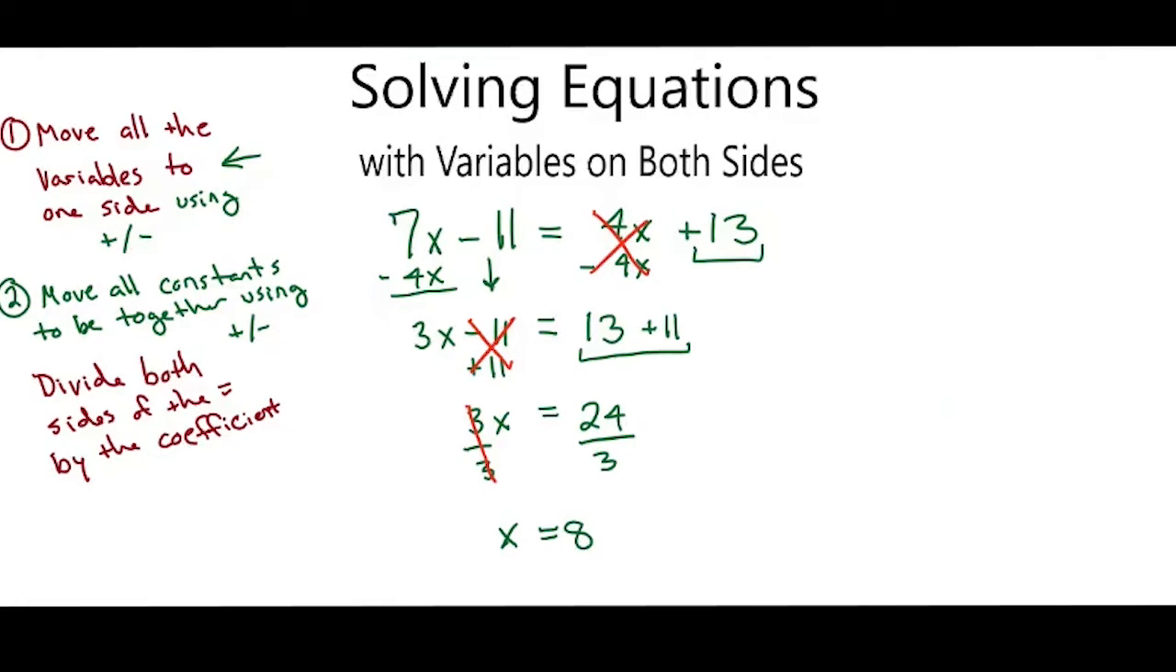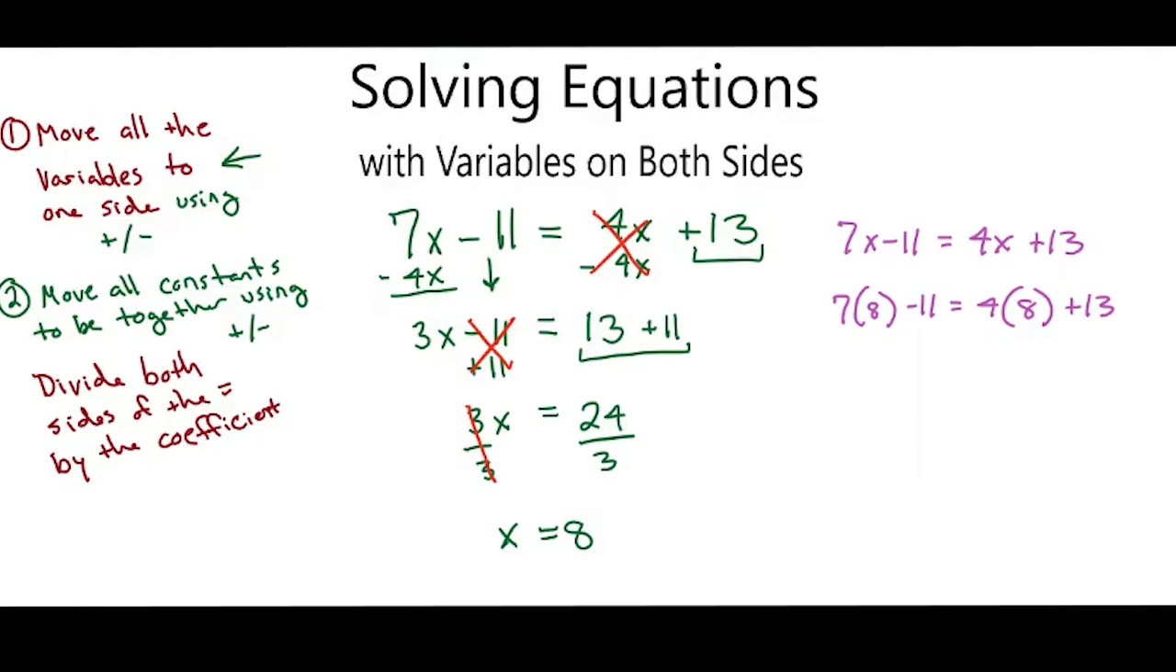So now let's test it. Let's rewrite the original equation, which is 7x minus 11 equals 4x plus 13. So I'm going to replace all the x's with this 8 here. So I have 7 times 8 minus 11 equals 4 times 8 plus 13.